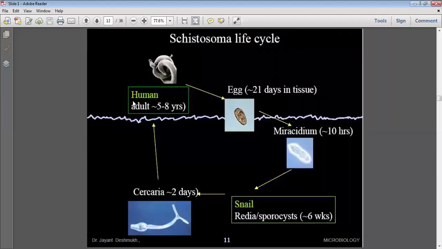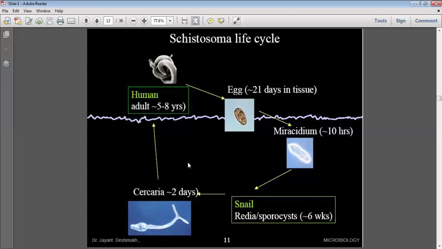In short, the life cycle: the adult form is present in the human. It releases the egg. The egg releases the miracidium, the first stage larva. This larva infects the intermediate host. It multiplies for up to 6 weeks and develops into cercaria. One miracidium develops into 1 lakh cercariae. These cercariae infect human beings, and the life cycle is complete. In short: adult, egg, intermediate host, definitive host. This is the life cycle.